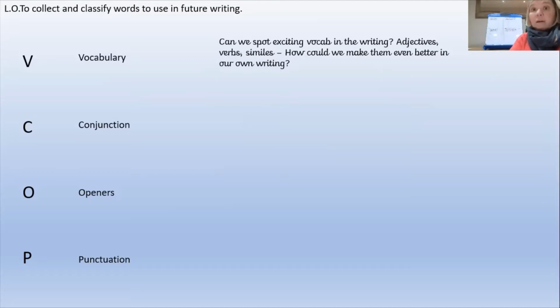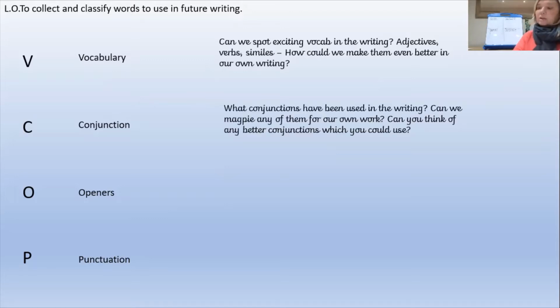So when we're thinking about vocabulary, we're just looking for the exciting vocab. Okay, so can we spot adjectives? And double adjectives are really good things to spot. And that's where we can up-level our writing really easily to make it even more interesting for our readers. Have we got verbs in there? Have we got really interesting verbs? Have we used similes? And how can we make that even better in our own writing?